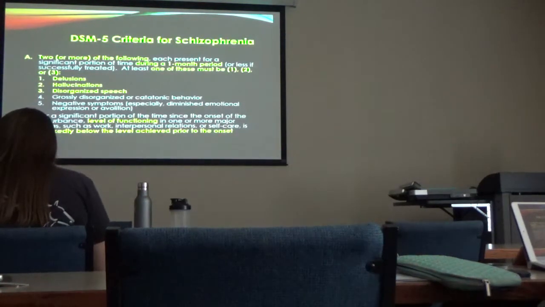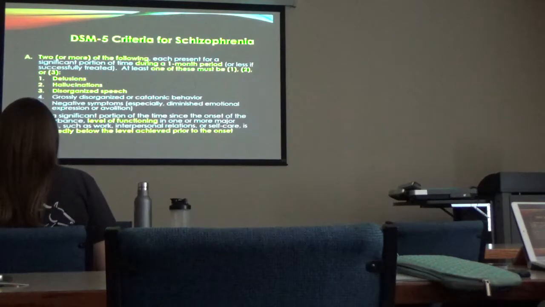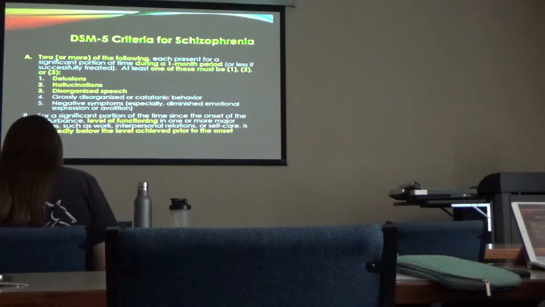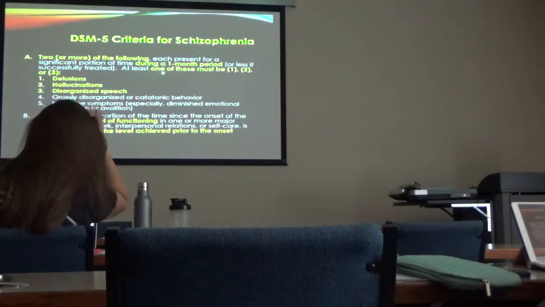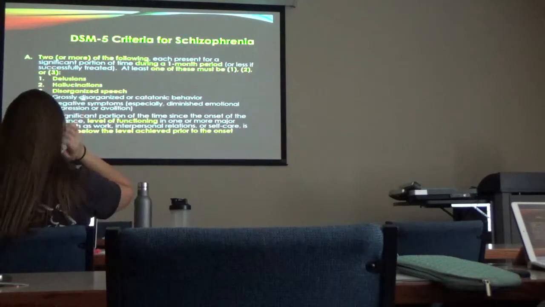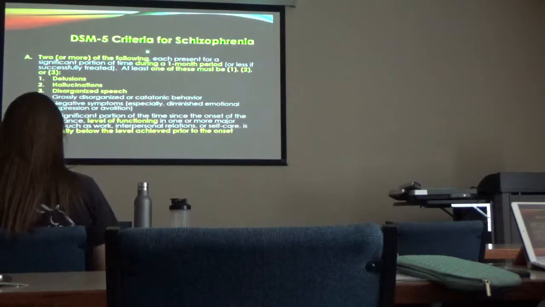Okay. So we just looked at those big areas that have to be part of a psychotic disorder. So let's look at the DSM-5 criteria for schizophrenia. Okay, because you've got all the vocabulary that you need now. Two or more of the following during a significant portion of a 1-month period, or less if successfully treated. At least one of these must be number 1, number 2, or number 3, and I left them in yellow. So you have to have 2 or more of these 5 symptoms, and at least one of those 2 or more has to be 1, 2, or 3.